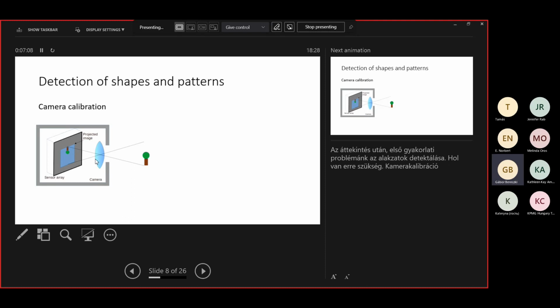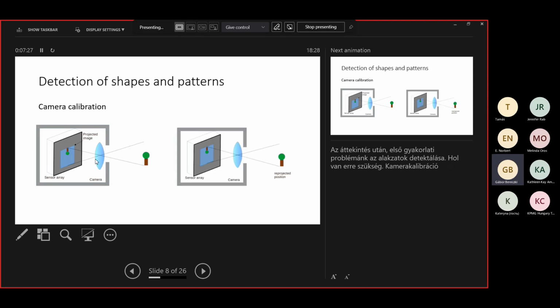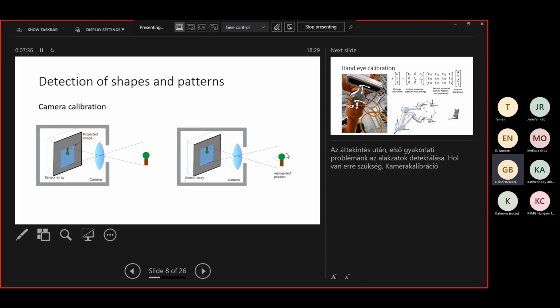Now, this is not a problem if you are taking an image with your phone, because you see on your screen what you are taking. But if it's on a robot or on a car, that becomes a problem, because you want to find the real world position of the object that you find on the camera. If the camera parameters change, you will think that the object is somewhere else.